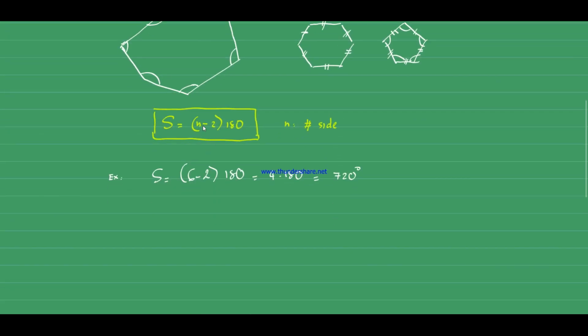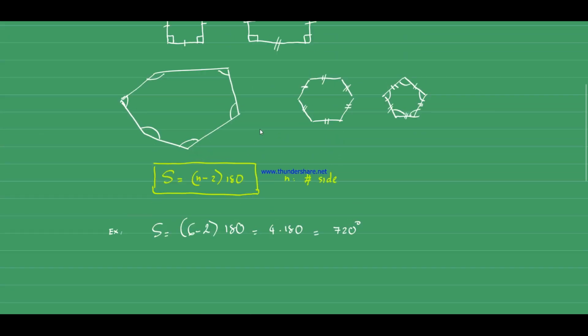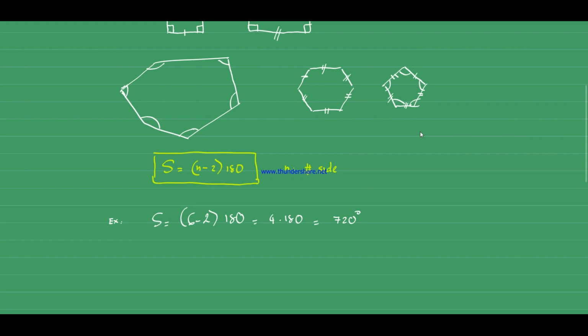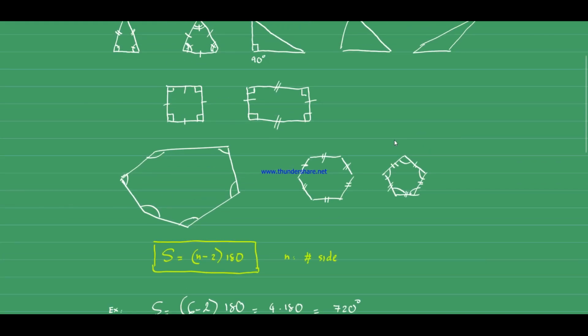We put n equals 3, right? So 3 minus 2 will be 1. 1 times 180 will be 180. Okay, so the sum of the interior angles for the triangle will be 180, and for the quadrilateral it will be 360 degrees. And you can use this formula as long as you know the number of sides. You can find the sum of all interior angles of any polygon. Okay.